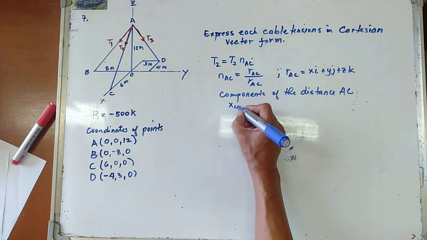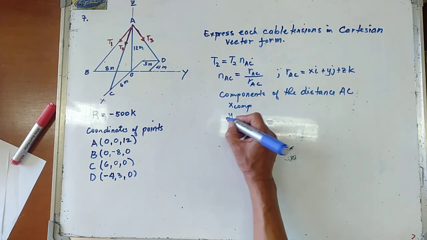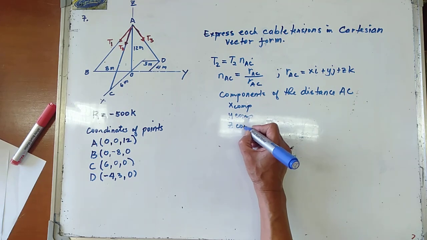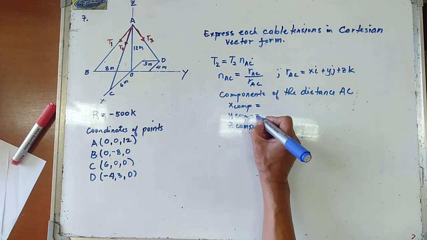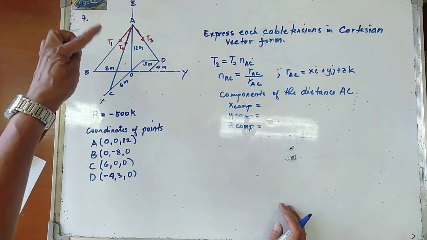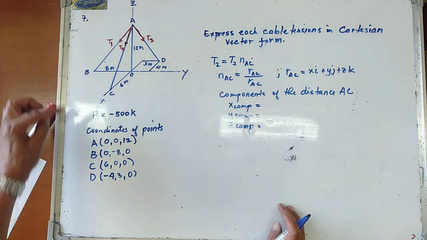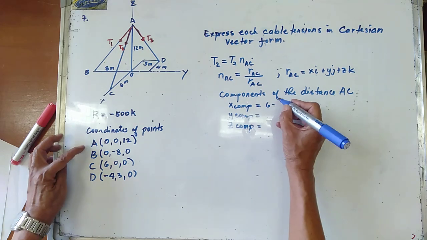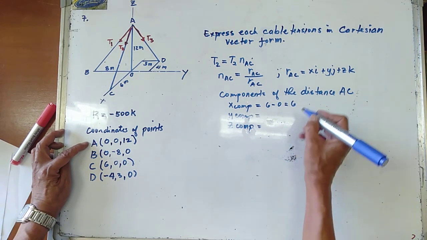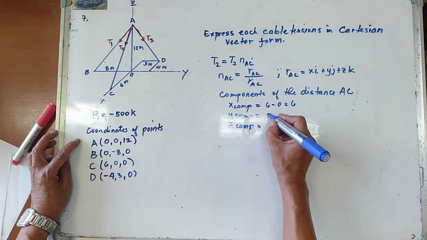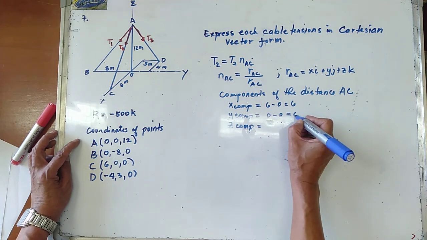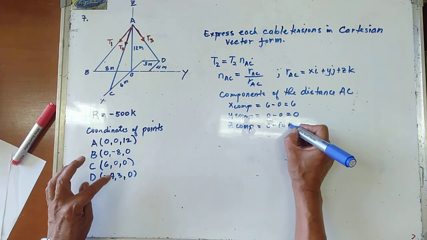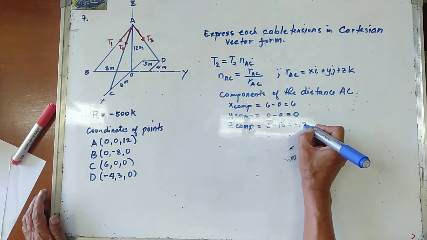Again, your x component in here, y component, and we now have your z component. That is directed from A to C. Again, so we have C minus A. So that is 6 minus 0, that is equal to 6. Okay, 0 minus 0, that is 0. And we have 0 minus 12, that is equal to negative 12.